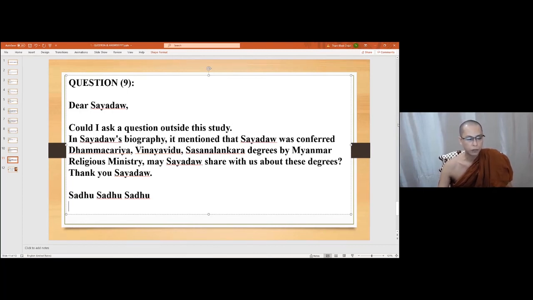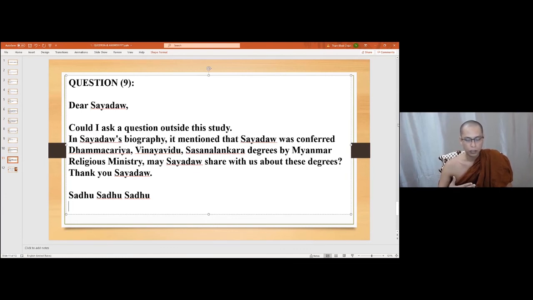So if we pass the sixth day of three subjects, we are conferred the Dhammacharya degree. Then for the Vinaya, we have to take the text for the five Vinaya books of the Pali Canon. If we pass, we are conferred the Vinaya examination. Then the Sasana Alankara degree is conferred by a private association. It's only for the Samanera.